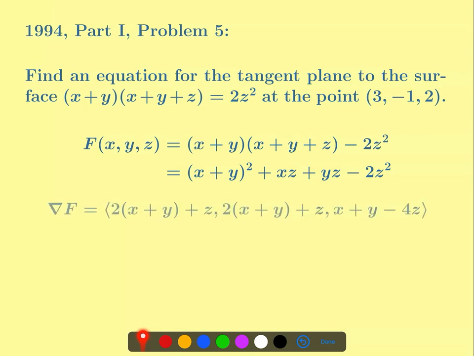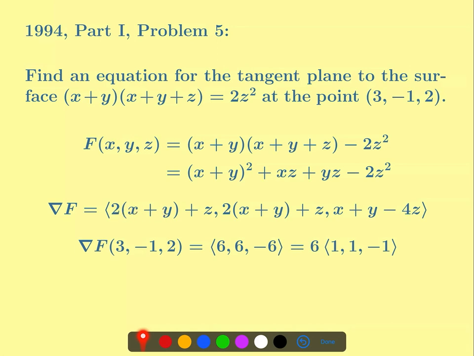So when I compute the gradient, again, the derivative with respect to x will be twice x plus y from this part plus a z here. Derivative with respect to y, we get twice x plus y from this plus z. And then the derivative with respect to z, we have x plus y minus 4z. So that's our gradient. We're at a certain point, again, 3, minus 1, 2. So we plug that point into our gradient. So x plus y is 2. So I'm getting 4 plus the z, which is 2. So that's giving me 6. No need to do the arithmetic again. These are the same. So this is 6.